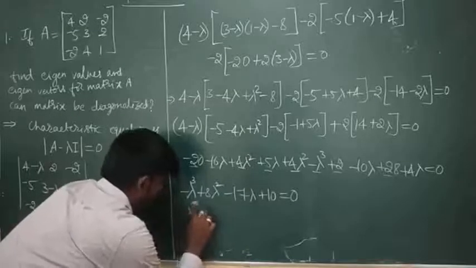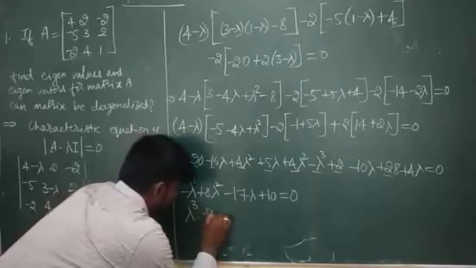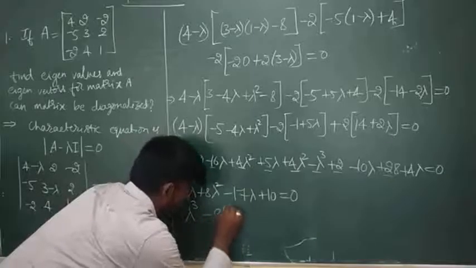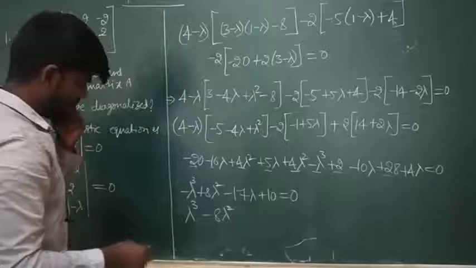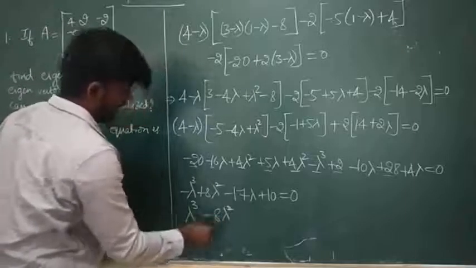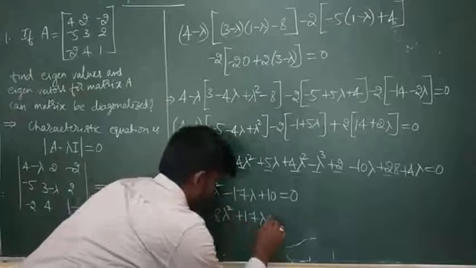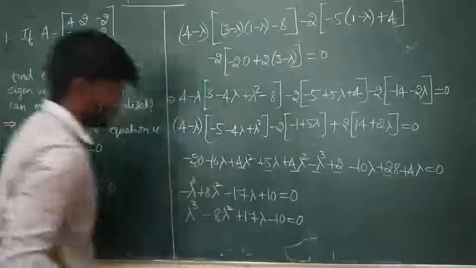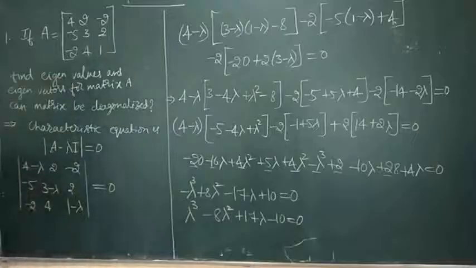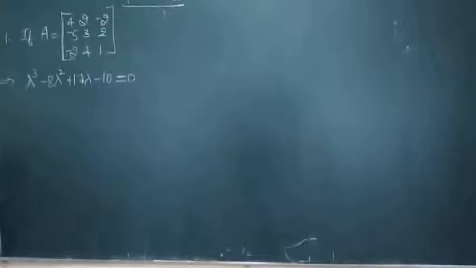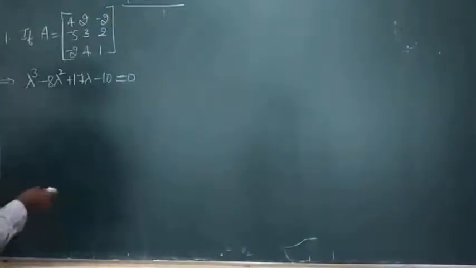Taking minus common, we write lambda cube minus 8 lambda square plus 17 lambda minus 10, which is equal to 0. Okay, understood? Here is the third order equation. To reduce this third order equation to a second order equation, we use synthetic division.